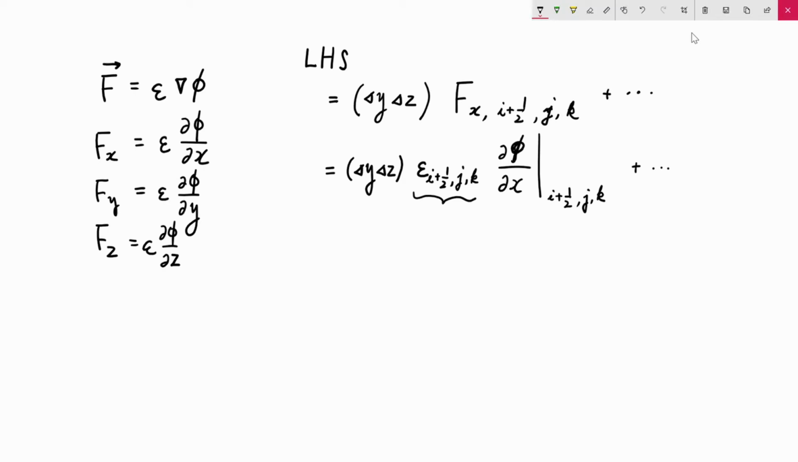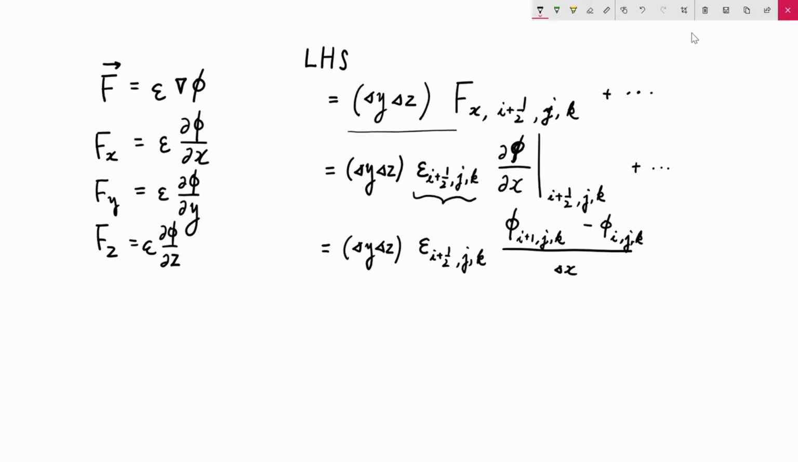Then how can you do that? So this one now becomes delta y, delta z, and epsilon I plus half j k. And here we introduce the same technique, delta x and phi evaluated at what? I plus 1 j k minus I j k. That's it for the first term of our Poisson equation. This one can be specialized for the Poisson equation in this way. Of course, we will have subsequent terms like this.